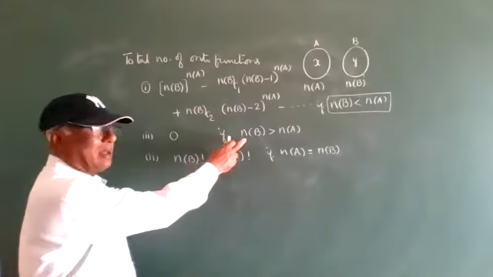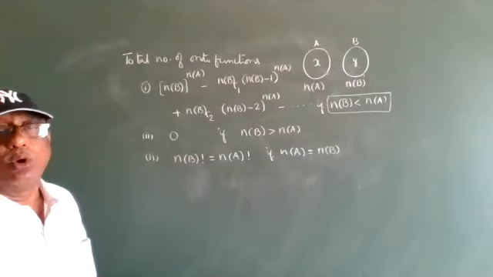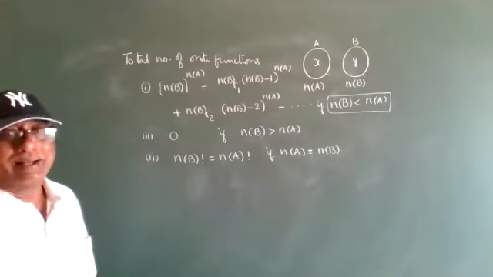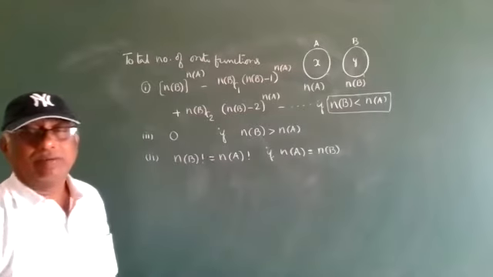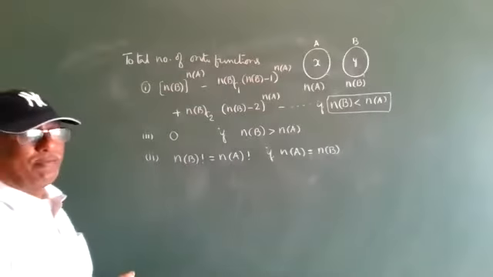So when the number of elements in B is greater than the number of elements in A, there is no onto function. It is always equal or less than. If they are equal, the factorial should be written down. That is the condition.